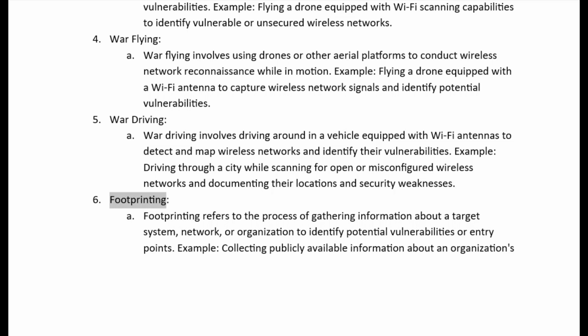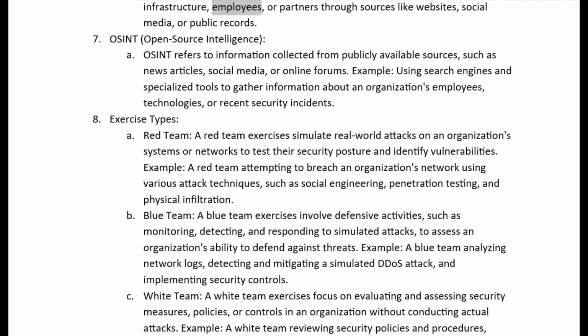Footprinting. Footprinting refers to the process of gathering information about a target system, network, or organization to identify potential vulnerabilities or entry points. Example, collecting publicly available information about an organization's infrastructure, employees, or partners through sources like websites, social media, or public records.